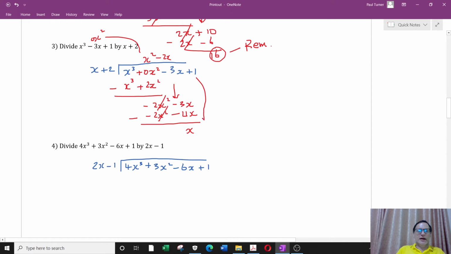And then we'll bring down the 1, the last term. So this is going to have to be 1. 1 times x is x. 1 times 2 is 2. And subtract 1 minus 2, negative 1 as the remainder.